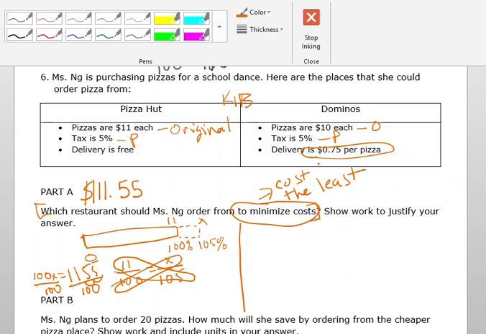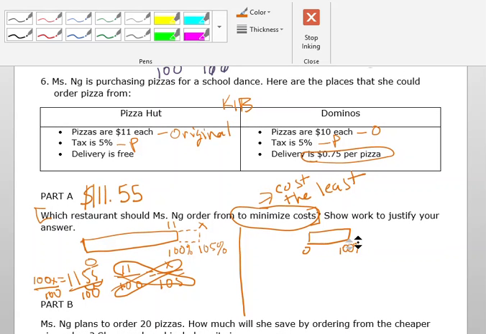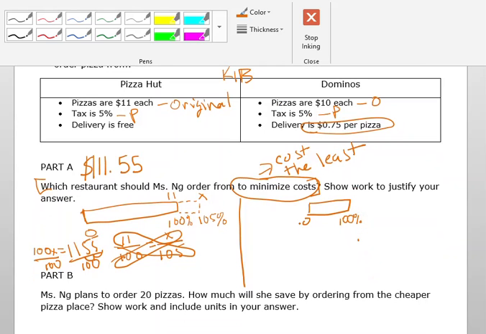Here we go. Pizza B is $10 each. Sales tax is 5%. 0%, 100%, 10, x, and then 105. All right, so I still have that 5% sales tax. So now I have 10 over 100 is equal to x over 105. Okay, and that is going to give me 100x is equal to 1050.